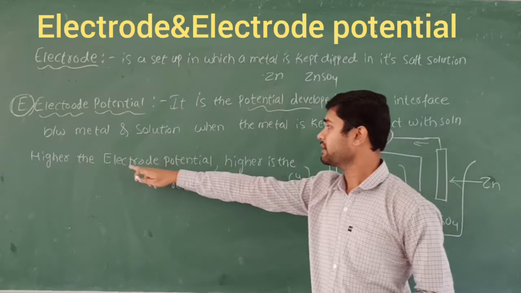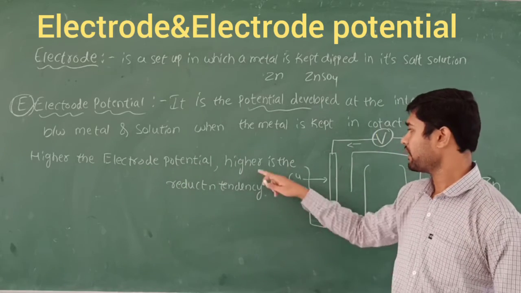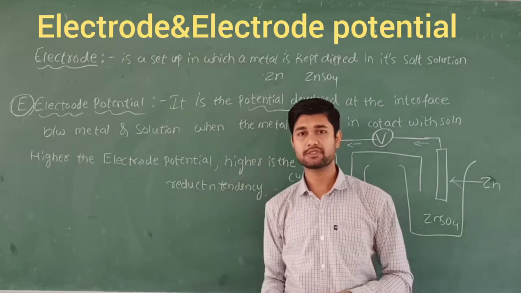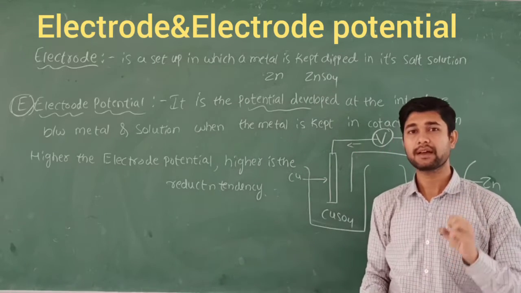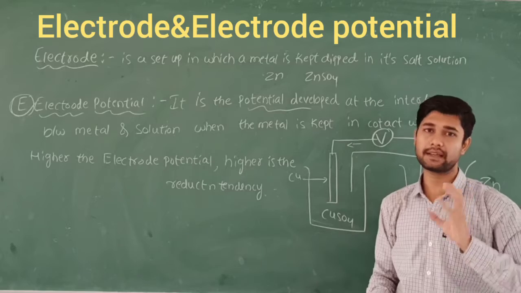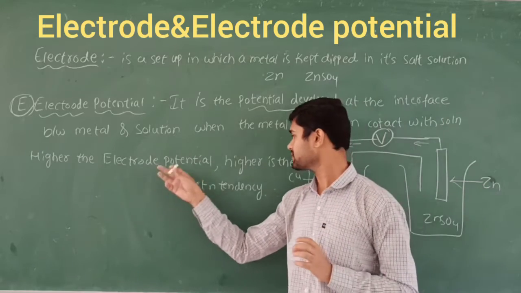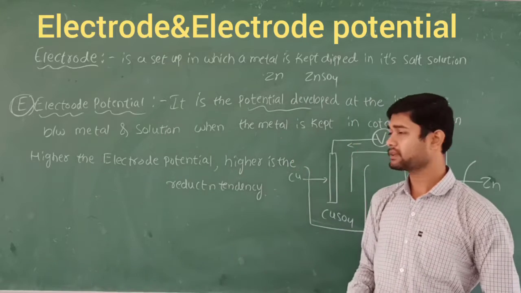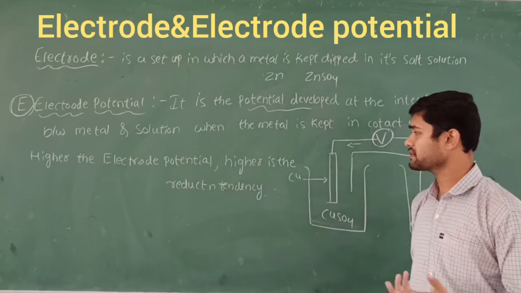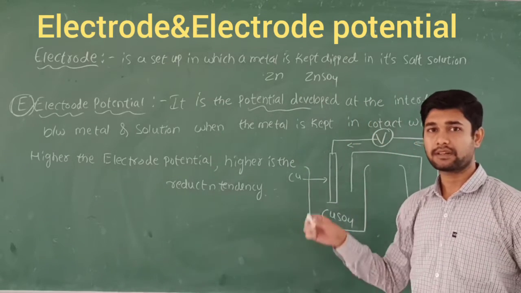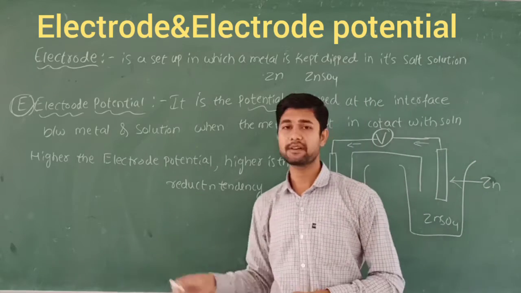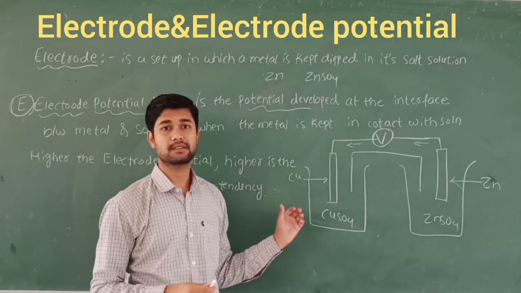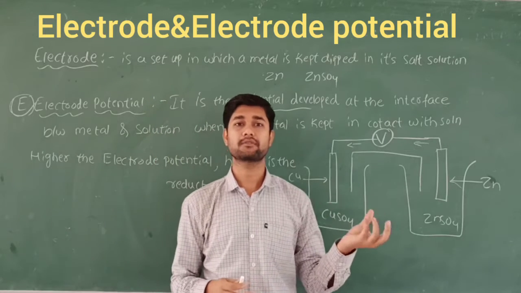You know that the higher the electrode potential, the higher the reduction tendency. Because the electrode potential is directly proportional to the natural tendency to lose or gain electrons, if it is higher, the reduction tendency is also higher. The lower the electrode potential, the lower the reduction tendency. So it depends mainly on the natural tendency to lose or gain electrons.